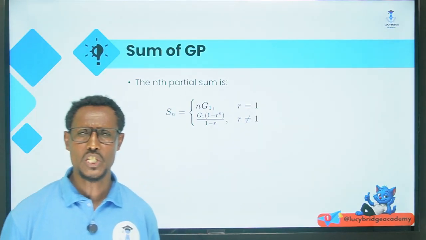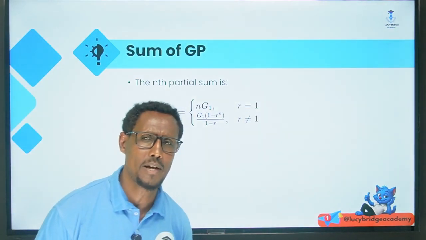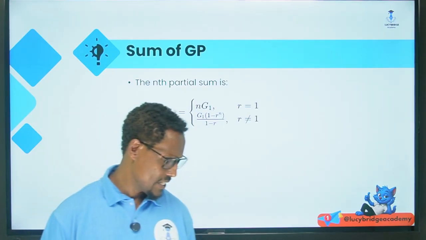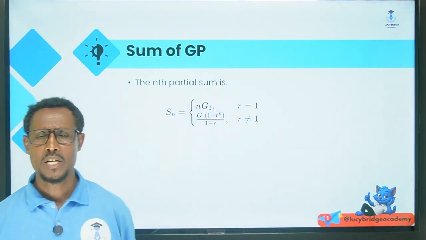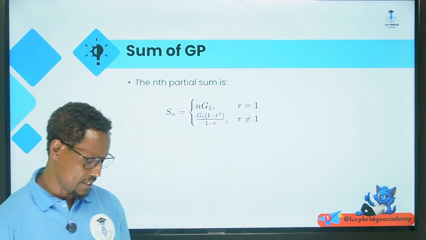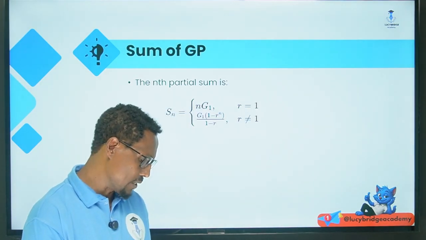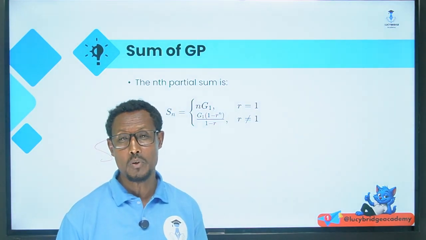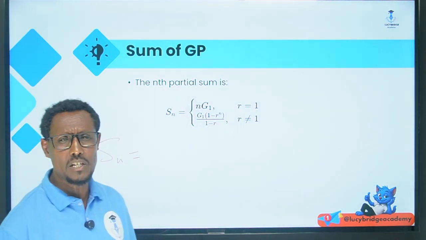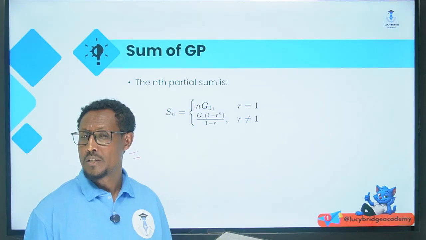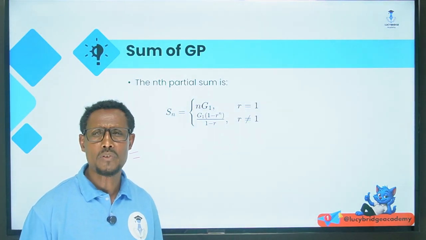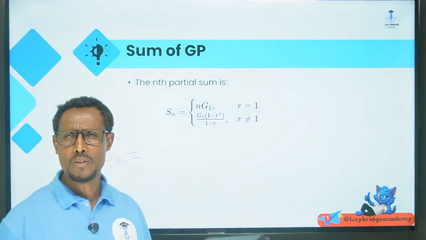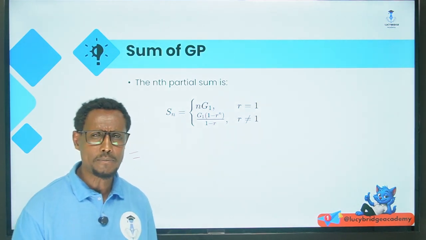The general term of a geometric sequence we have seen. Today we will see the partial sum of a geometric sequence. What do you mean by partial sum? Sn, the sum of the first n terms of a geometric progression. Maybe the sum of the first 5 terms, maybe the first 10 terms, maybe the first 20 terms, and so on, okay?